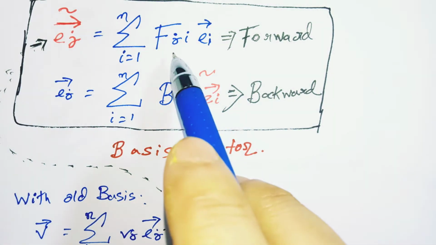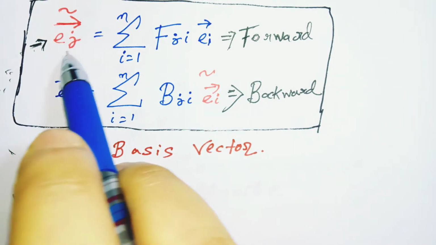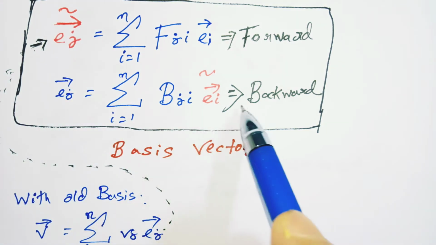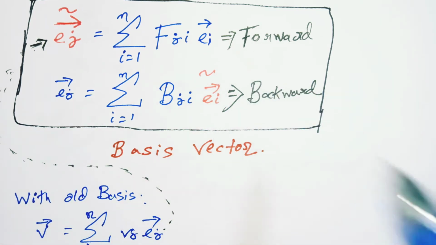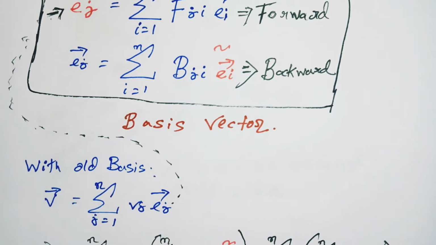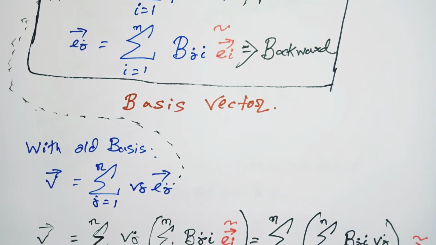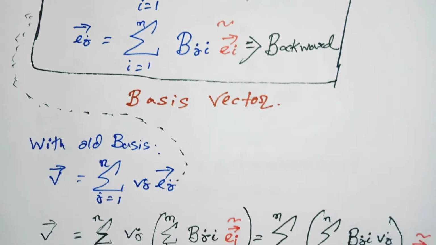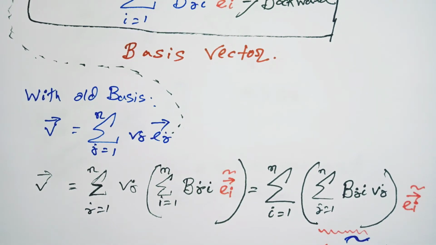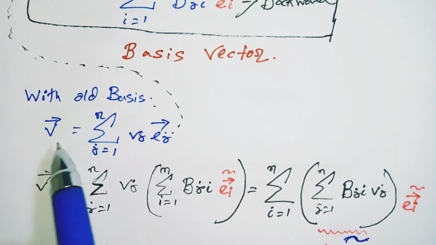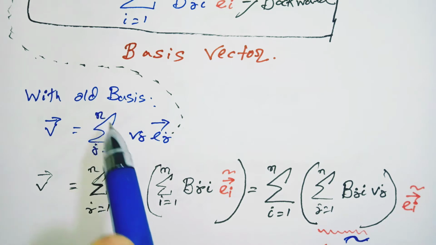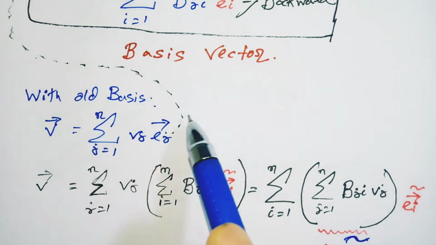As you see, using forward F we get the new basis vector e_j tilde, and using backward B we get e_j. This is quite clear for basis vectors, but it is not yet clear in terms of the components of vectors. Now I have used the same equation, and I think it will be much clearer. Earlier, v, in the old basis, I could write as a summation over j equals 1 to n of v_j e_j.